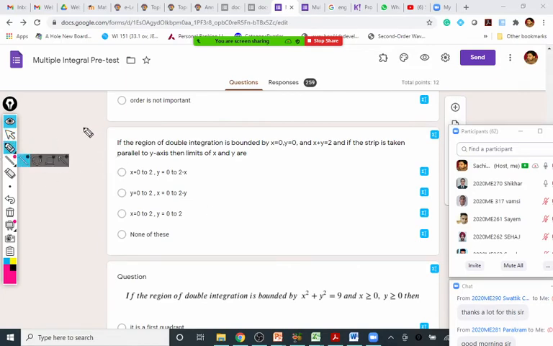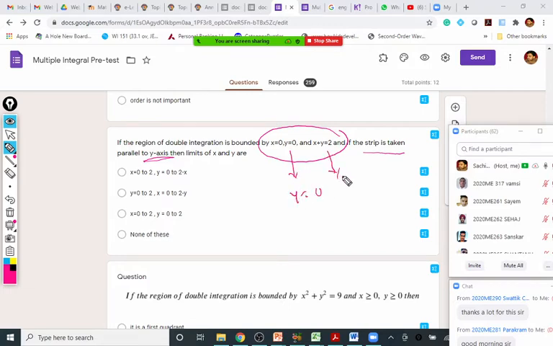Next question is, if the double integration is on the triangle bounded by these three lines, what will be the limits, and the strip is again taken parallel to y-axis. It is the first option, because the strip is parallel to y-axis, so y equal to 0 to y equal to 2 minus x. So that should be the limit: 0 to 2 minus x. The minimum value of x is 0, and you will observe the maximum value of x is 2. So the first option is the correct answer there.